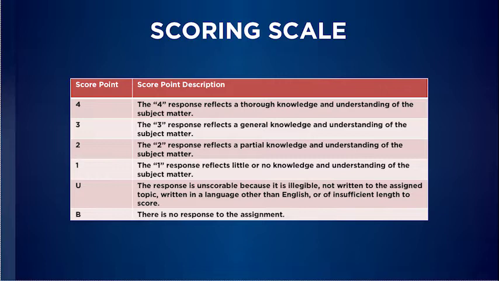It's 4, 3, 2, 1, U, which is unscorable, and B, which means there is no response. 4 is the best. It's the rubric, and it is very, very clear that you have a thorough knowledge and understanding of the subject matter. 3, the response reflects a general knowledge of the subject matter. 2 reflects a partial knowledge of the subject matter. 1 reflects little knowledge of the subject matter.